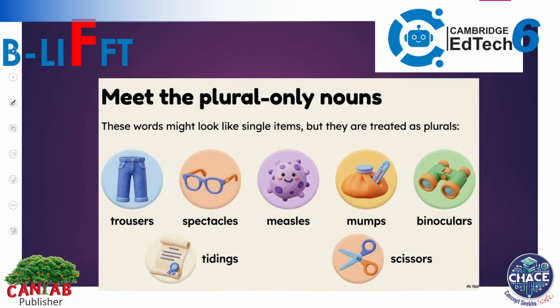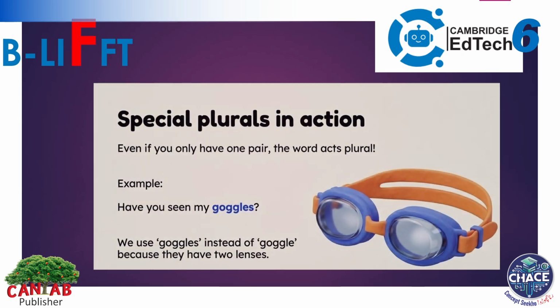Meet the plural only nouns. Here are some nouns which are always used as plural. Although they look singular, these words might look like a single item, but they are treated as plural. For example, trousers, spectacles, measles, mumps, scissors, and so on.